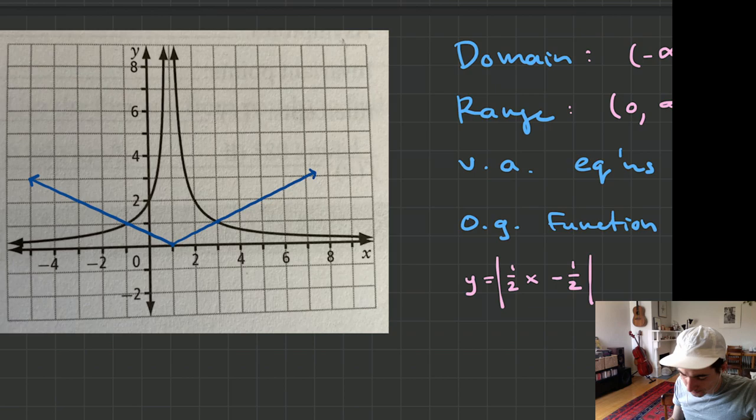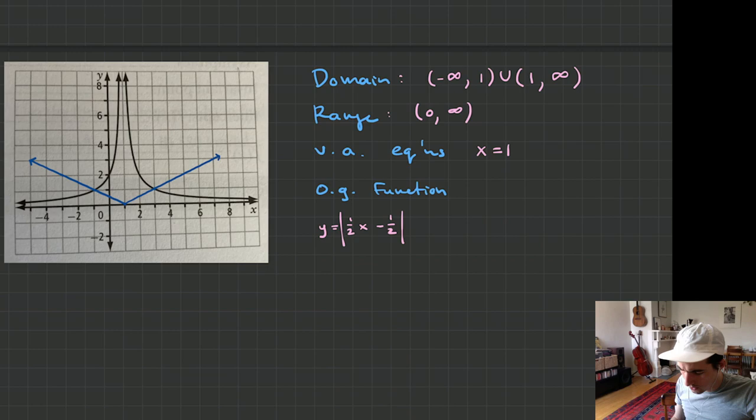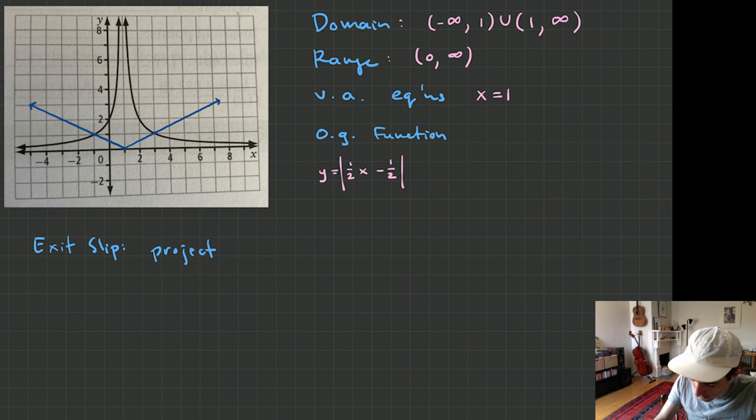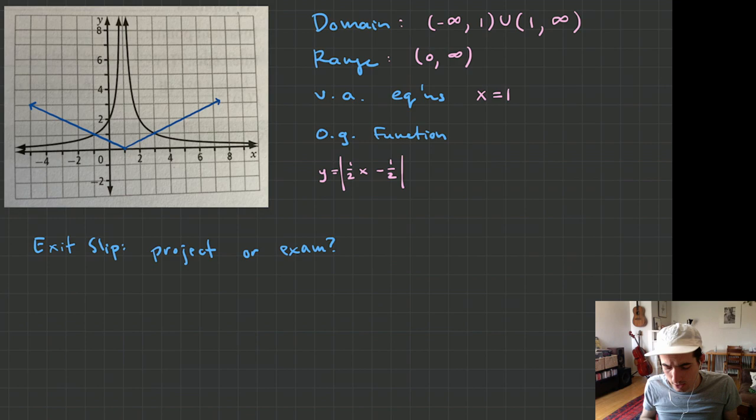So it looks like we're running out of time here. I think what I'm going to do for an exit slip is keep it really simple. What I want you to tell me for today's exit slip is: what are you leaning towards, project or exam? Have you decided? You could say maybe I'm undecided. That's totally fine too. I just want to get a sense of where you guys are leaning.